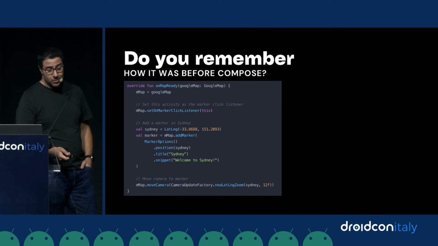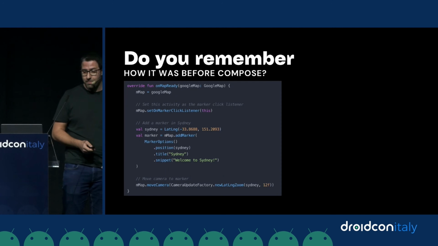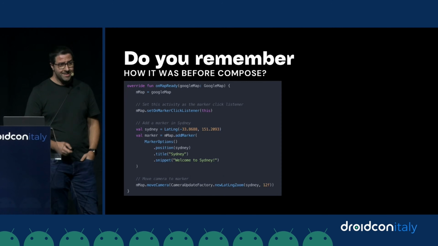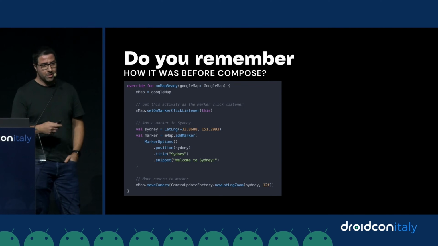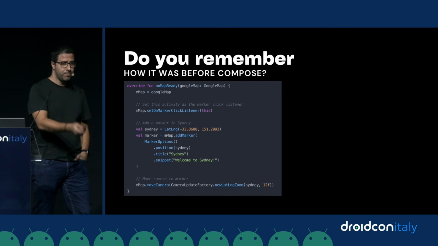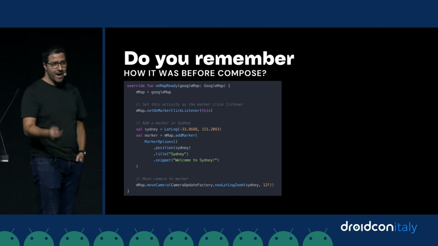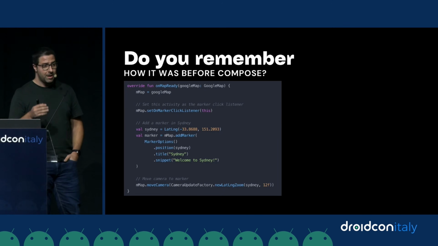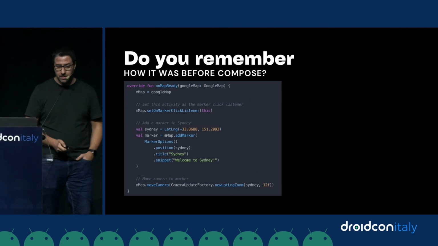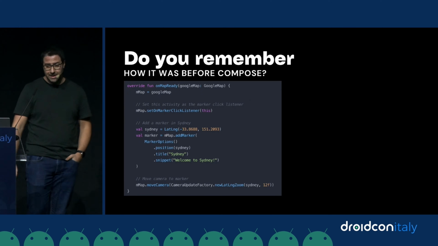After this, you would need to override the onMapReady function. And inside this onMapReady function, you would have to set up your click listeners, your markers, your animations. So pretty much everything that you would do regarding your map usage would be done inside of this function.